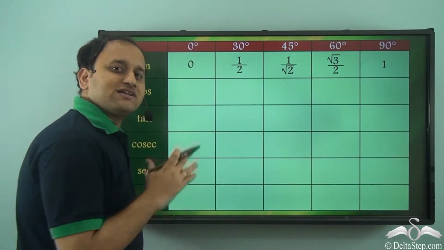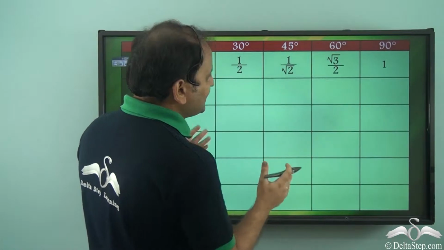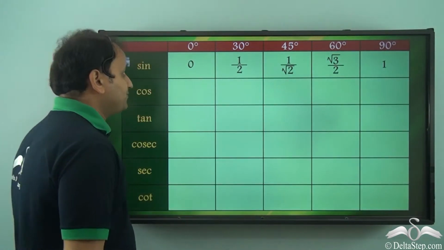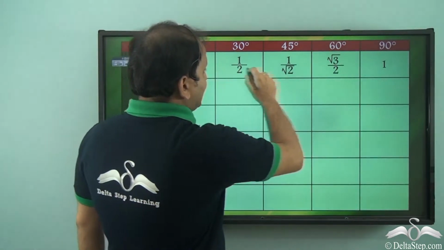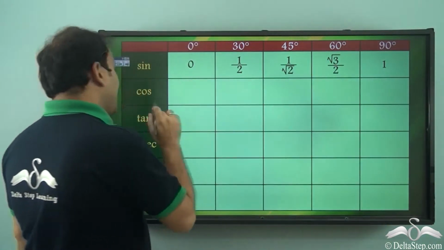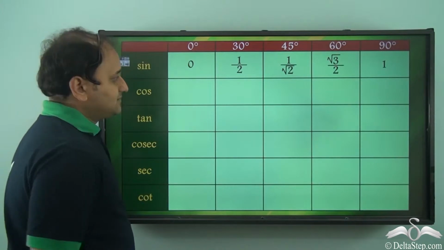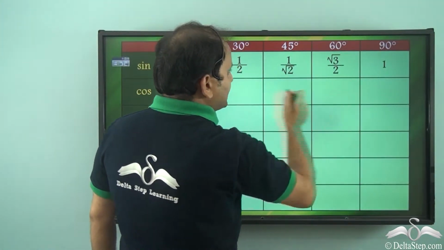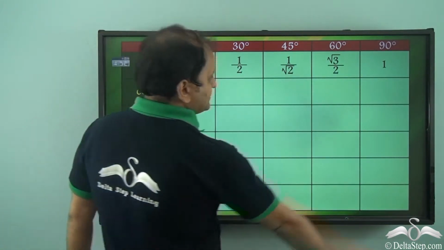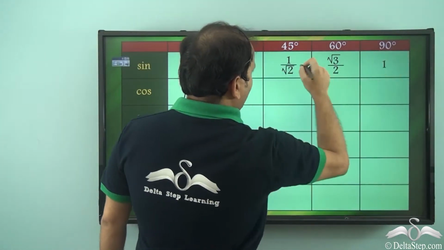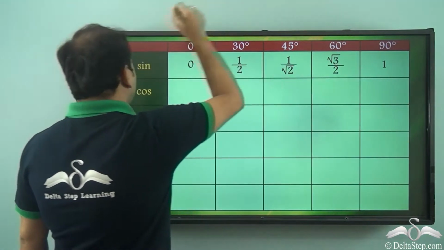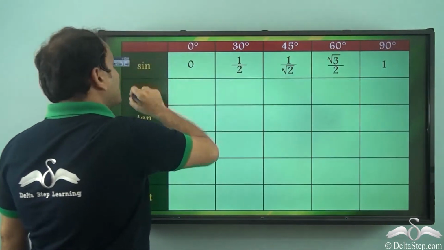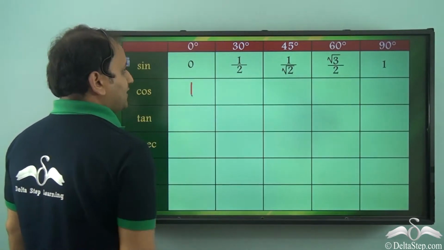Now once you have got sine, you can easily find all the other values in the table. So let's see how. So we already have these values for the sine. Now for cos, we simply write these values in reverse order. So we'll start from 1. So 1 is the last number in sine. So sine 90 degrees is 1. So cos 0 degree will be 1.